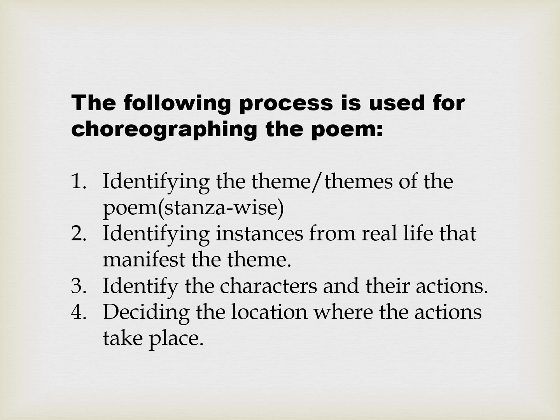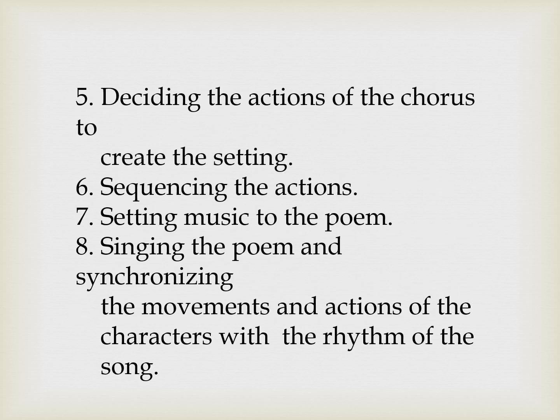The following process is used for choreographing the poem. First, identifying the theme or themes of the poem stanza-wise. Second, identifying instances from real life that manifest the theme. Next, identifying the characters and the actions. Then, deciding the location where the actions take place. Deciding the actions of the chorus to create the setting. Sequencing the actions. Setting music to the poem, singing the poem, and synchronizing the movements and actions of the characters with the rhythm of the song.